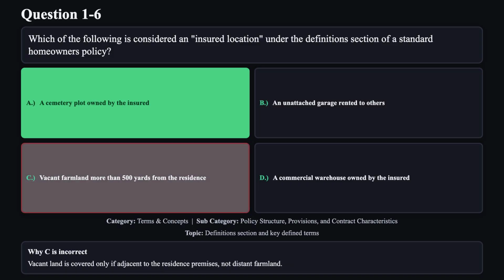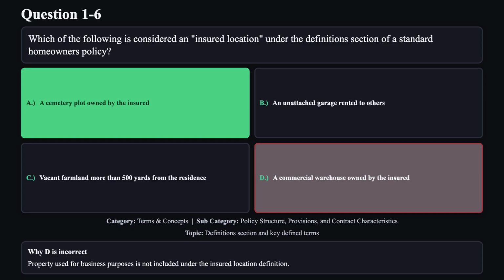Reason C is not correct. Vacant land is covered only if adjacent to the residence premises, not distant farmland. Reason D is not correct. Property used for business purposes is not included under the insured location definition.